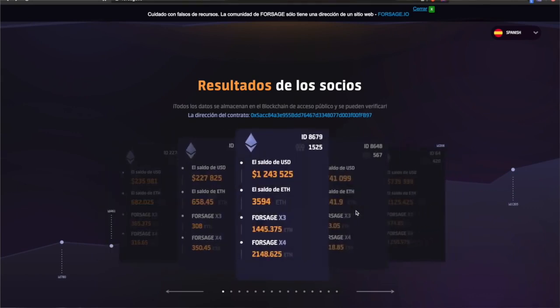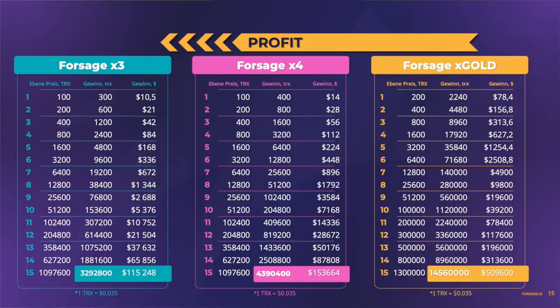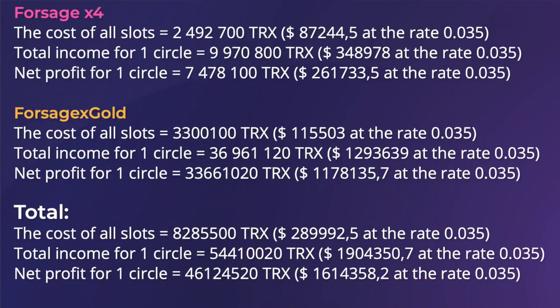I don't know if the partners who have activated 15 slots are ready to do the same in xGold when it starts. But it's definitely worth it. Just look, total cost of 15 slots is 3,300,100 Tron. That's $115,503 at 0.035 exchange rate. And income for one circle of all slots is 36,961,120 TRX. It is $1,293,639 at the rate 0.035.